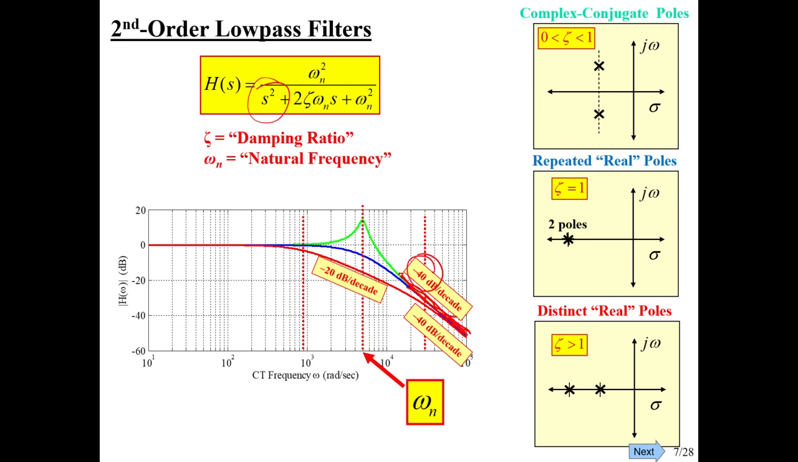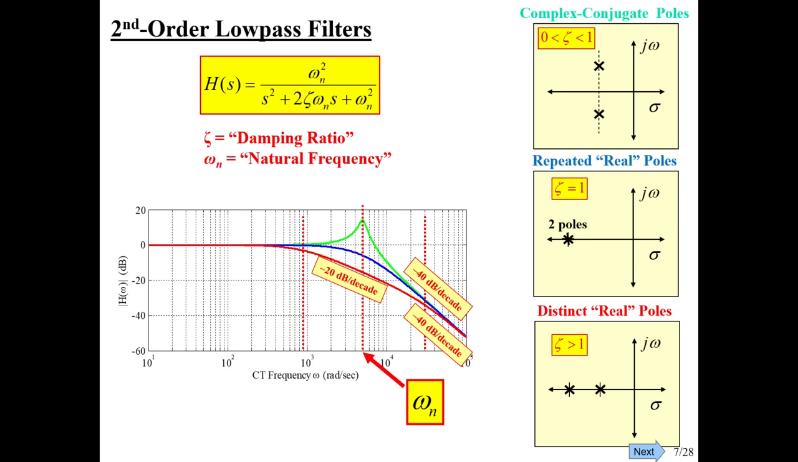In this case, it's minus 40 dB per decade because it's going down. Then when we have repeated roots, we don't get a peak, and things just drop off, and we still hit this minus 40 dB per decade eventually.